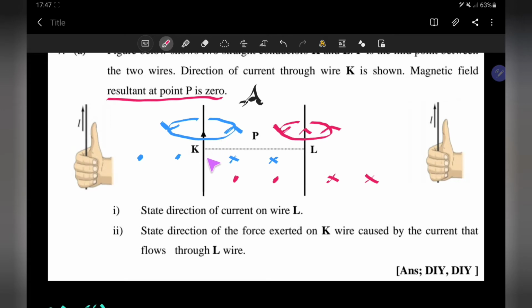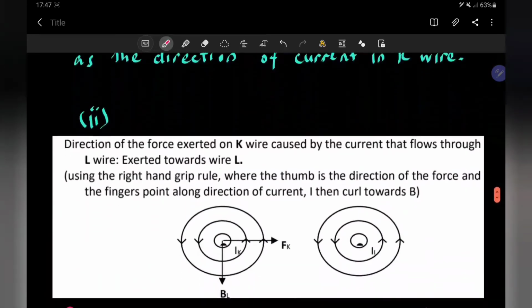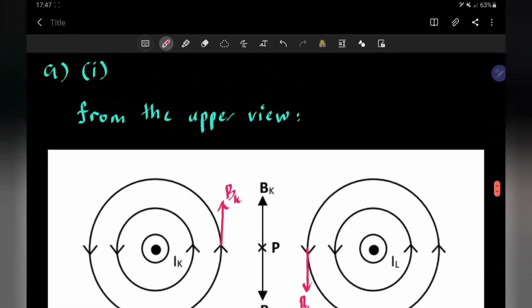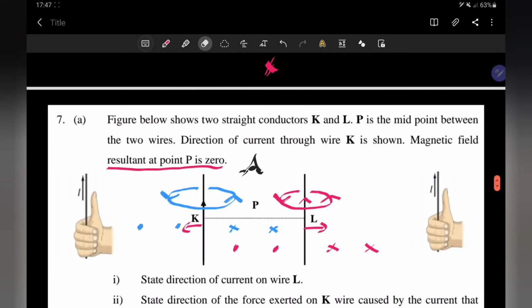So the force on K must be directed to the left, because to repel each other, the force must be directed in this direction, isn't it? So they are repelling each other. Sorry, equal current, they attract each other, isn't it? Okay, sorry, my mistake. Again, the current of K is directed upward, also for L, the current is directed upward, so equal direction of current, they will attract each other. So the force must be like this, to attract each other, so the force exerted on K must be directed to the right.